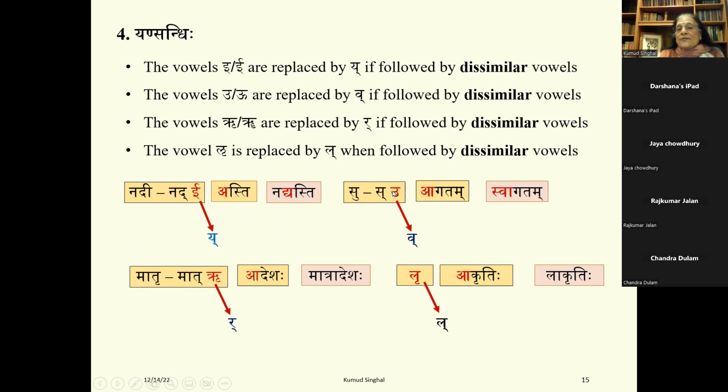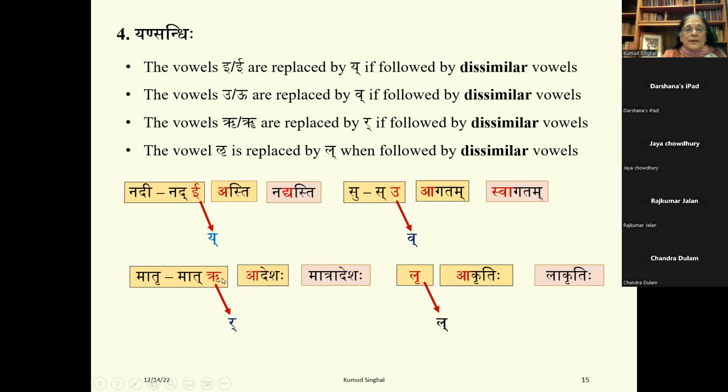Su agatam. Su ends with u. Agatam begins with a. So this u becomes v. And then this sa and v is sva, a conjunct. So svagatam, nice welcome. Sorry, here I forgot. So this ya and the a will be nadya. This is a conjunct consonant. So ya is written below, right? So here, this is a conjunct sva and agatam. So this sa and va is sva. The vertical line of sa is dropped.